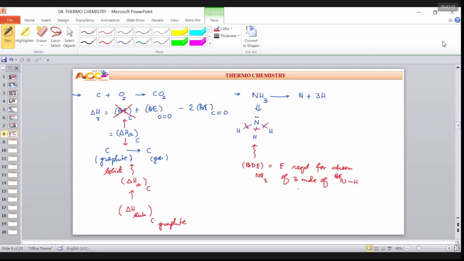Is it correct? Suppose, for example, I'll give you bond energy of the NH bond alone, single, right? If you supply this much amount of energy, we get 1 nitrogen, 3 hydrogen. Suppose, if bond energy of the NH bond is X, can you tell me what is enthalpy of atomization? Enthalpy of atomization is what? 3x. I had to break up 3 bonds. Go ahead.